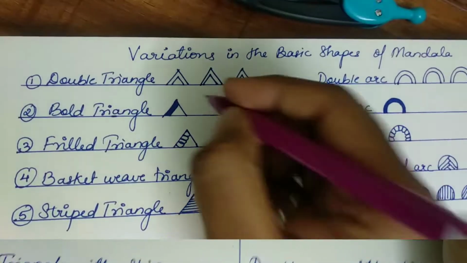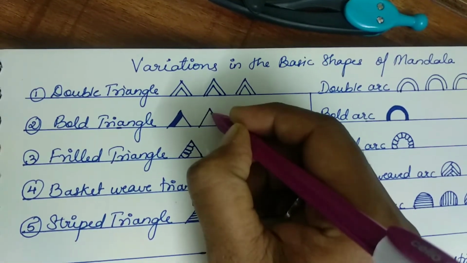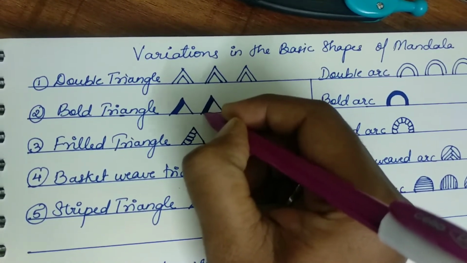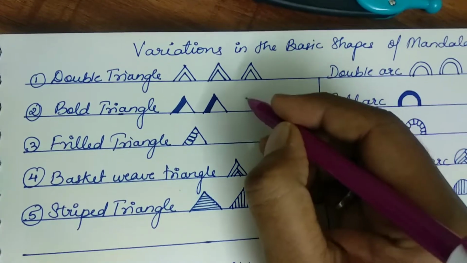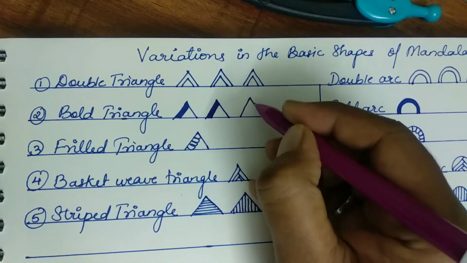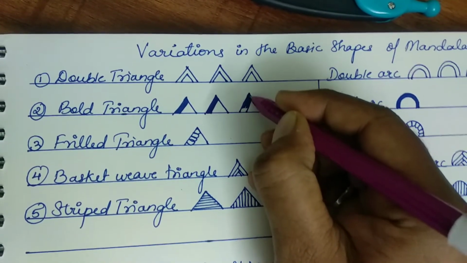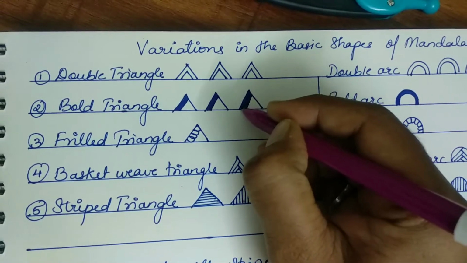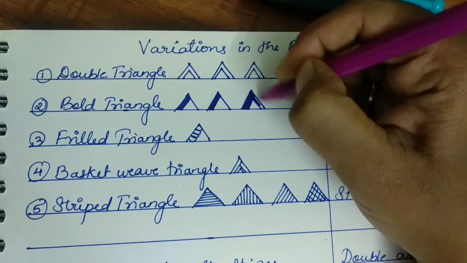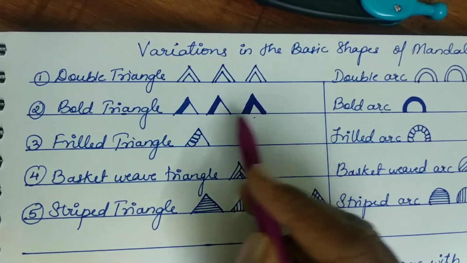The next variation is the bold triangle. Just draw a triangle, draw a slant line and just highlight that. That's the bold triangle. So isn't that very simple? I'll do that once again. It's a triangle, then a slant line and just highlight it, and that's called the bold triangle. You can even have a slant line over here and make it bold. So these are the two variations that we can have in the bold triangle.